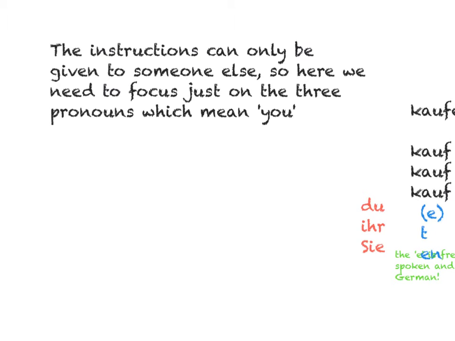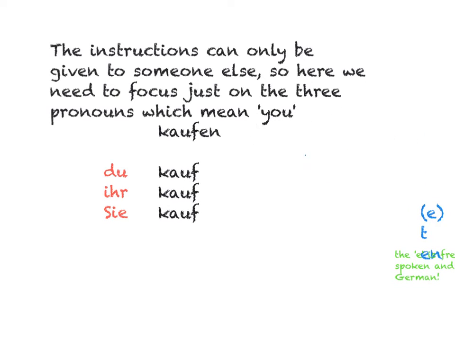The instructions can only be given to someone else, so here we need to focus just on the three pronouns which mean you: du, ihr and Sie. To show you how it's done, let's take a regular verb, like kaufen, to buy. As usual, we need to remove the en from the infinitive. You then need to add the following endings. So for du, you will add an e. For ihr, you would add a t. And for Sie, you would add en.